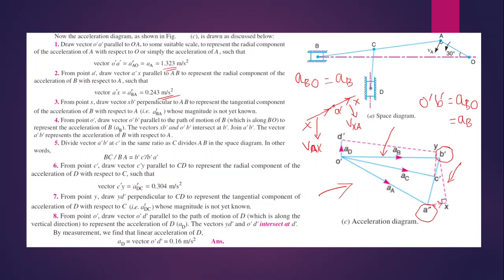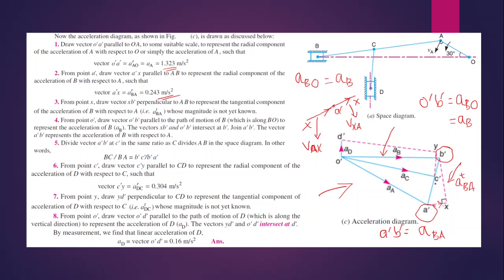Next, the resultant of this radial component and tangential component is equal to a dash b dash, and that a dash b dash will become the total acceleration of b with respect to a. That is the resultant of this radial component and this tangential component. This will become the tangential component of acceleration of b with respect to a.